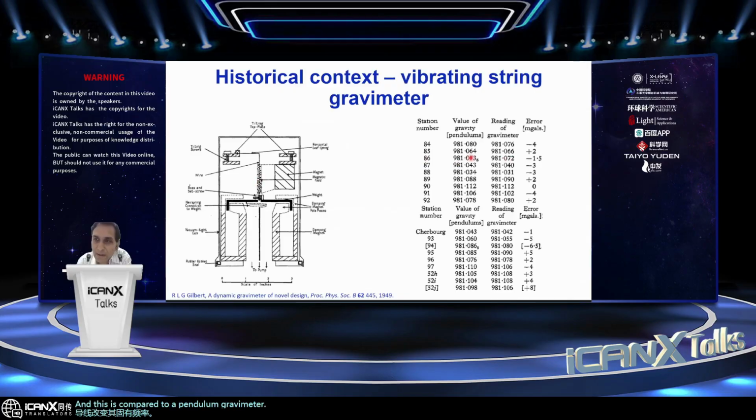And this is compared to a pendulum gravimeter. So again, the natural frequency of a pendulum, of course, was used for quite a long period of time for gravity measurements. And these are actual comparison measurements of both types of gravity instruments side by side around that time, reported in this paper, demonstrating one of the first early vibrating string gravimeters.